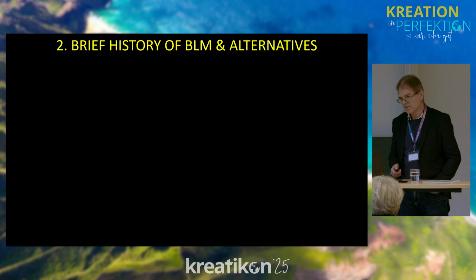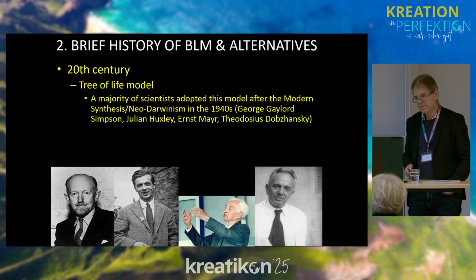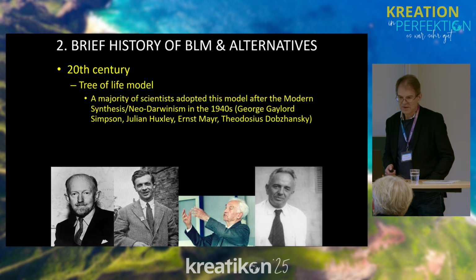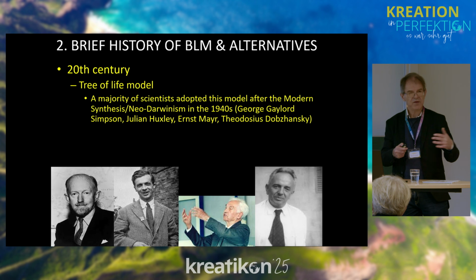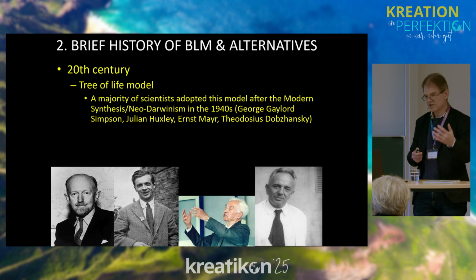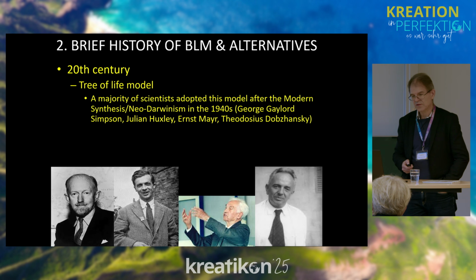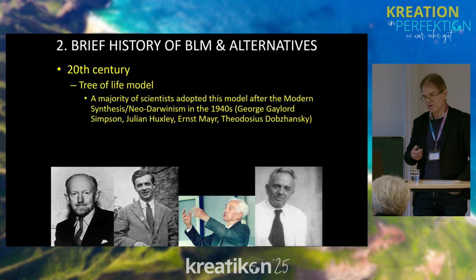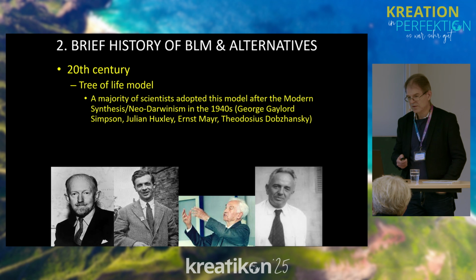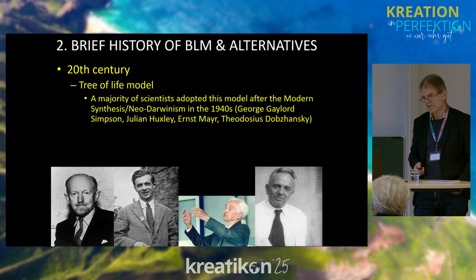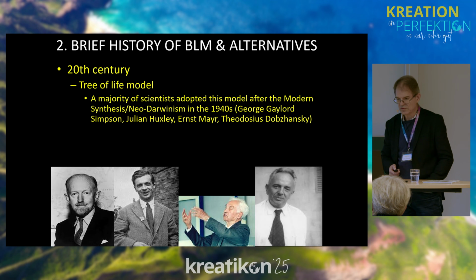So let's continue now to the 20th century. And then we know that the Tree of Life model gained wide acceptance in the 1940s, because then evolutionary theory was married with genetics, giving genetic explanations for the occurrence of new species through macroevolution. And that's called the modern synthesis or neo-Darwinism. Instrumental persons in this process were the geologist George Gaylord Simpson, the biologist Julian Huxley and Ernst Mayr, and the geneticist Theodosius Dobzhansky.